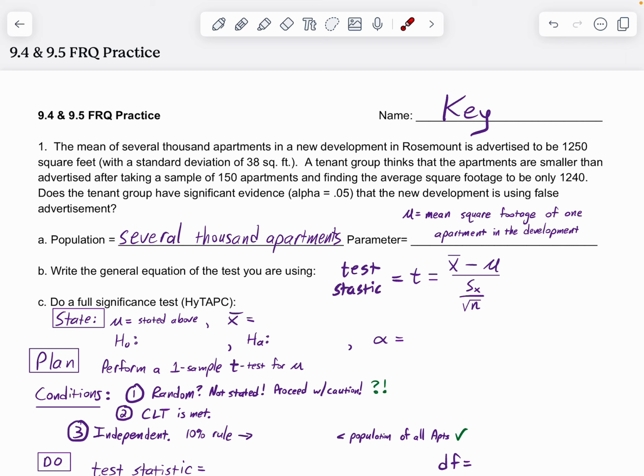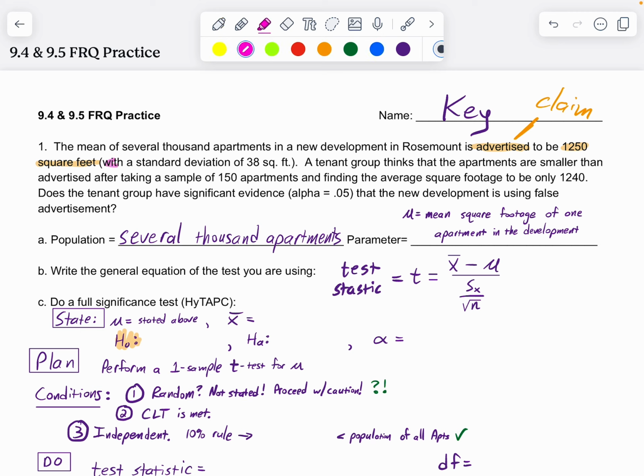They are advertised to be 1,250 square feet. And the advertised means right away they're giving you the claim, right? Which, in other words, this is going to be your null, okay? Keep going. With a standard deviation of 38.